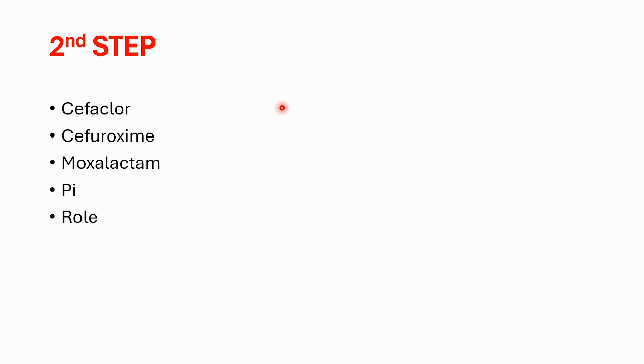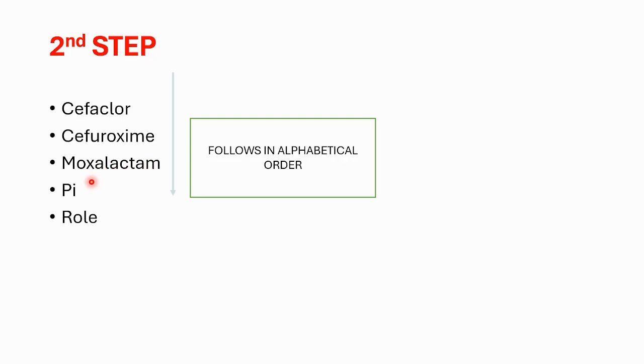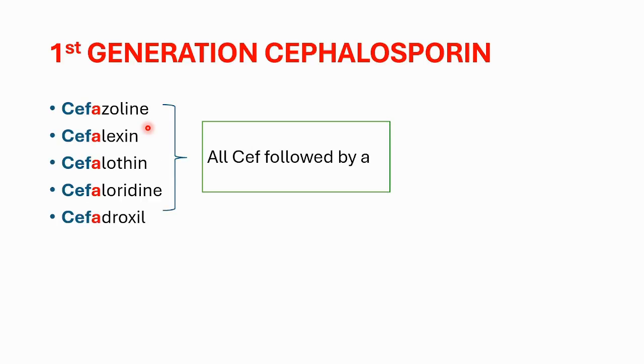So next step, we again copy the words that we came up with from the bold letters: cefaclor, cefuroxime, L for lactam, its full form moxalactam, pi and roll. And also note that this follows an alphabetical order. So C, E, F, A followed by C, E, F, U, then in alphabetical order comes M, then comes the P, and then comes the R. So we will discuss this in our further slides. Now let's understand the generations of cephalosporin using a simple mnemonic.